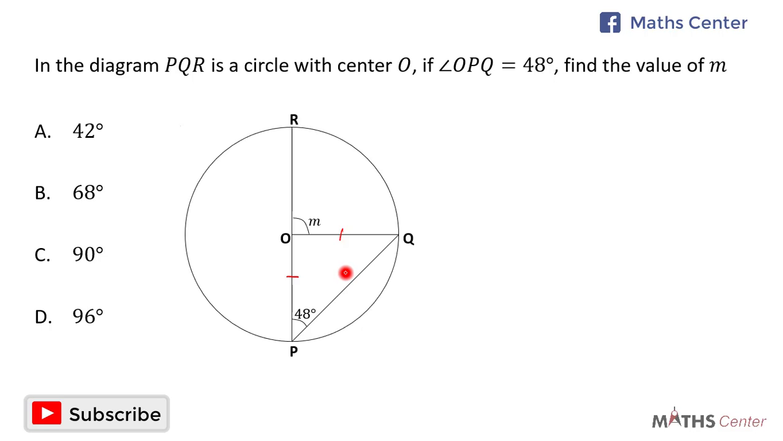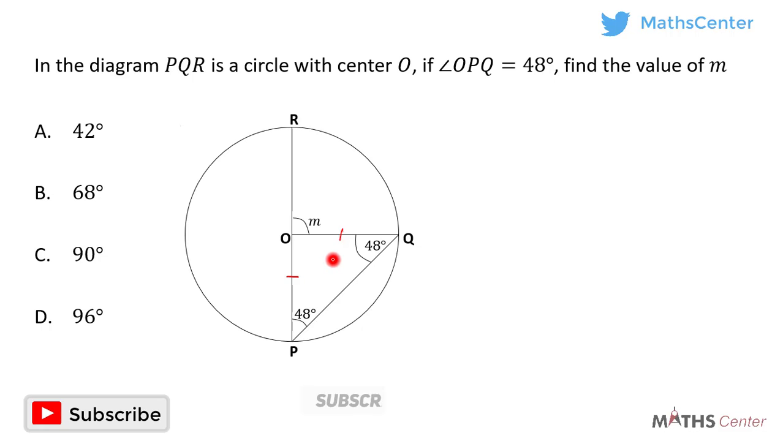In an isosceles triangle, the base angles are the same. So if triangle POQ is an isosceles triangle and angle OPQ is 48 degrees, then it means that angle OQP is also 48 degrees. So here is 48 degrees and here is also 48 degrees because triangle POQ is an isosceles triangle.